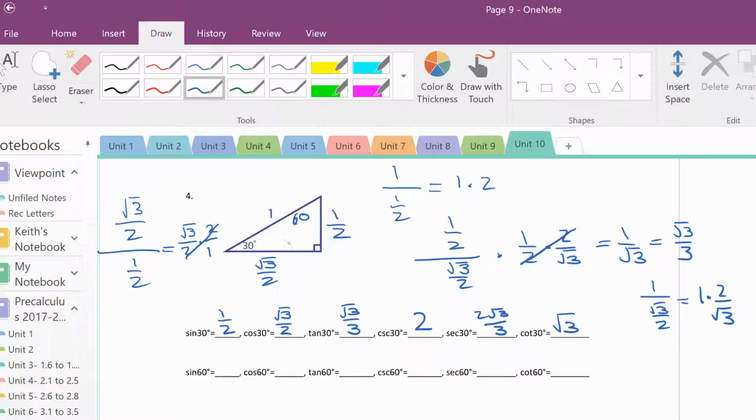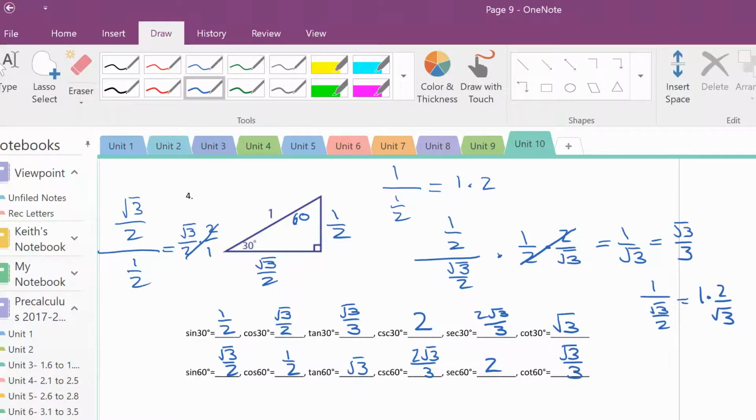And the sine of 60, so now that's going to be rad 3 over 2. Notice the sine of 60 is the same as cosine 30. Cosine 60 is 1/2. Tangent 60, so opposite, so rad 3 over 2 divided by 1/2, which gives you rad 3. Cosecant 60, the reciprocal of rad 3 over 2 is 2 rad 3 over 3. The secant of 60 is 2. And the cotangent of 60 would be rad 3 over 3.